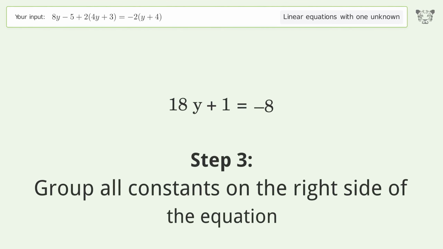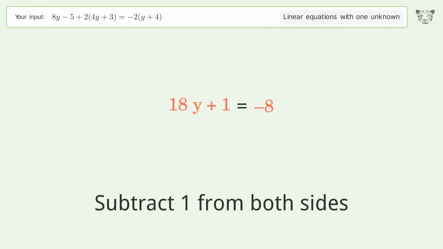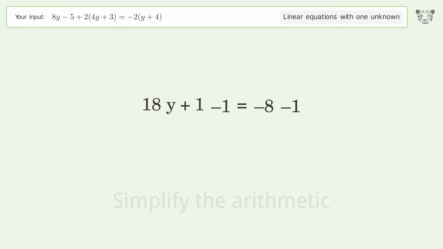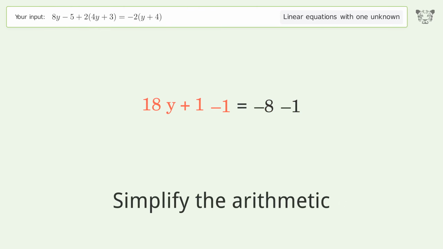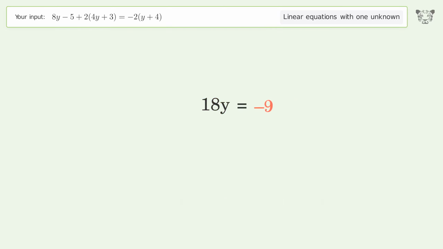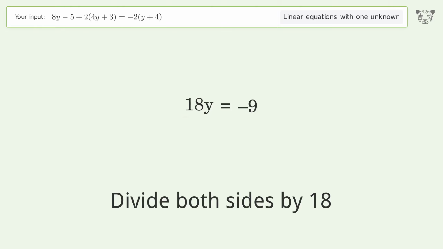Group all constants on the right side of the equation. Subtract 1 from both sides. Simplify the arithmetic. Isolate the y. Divide both sides by 18.